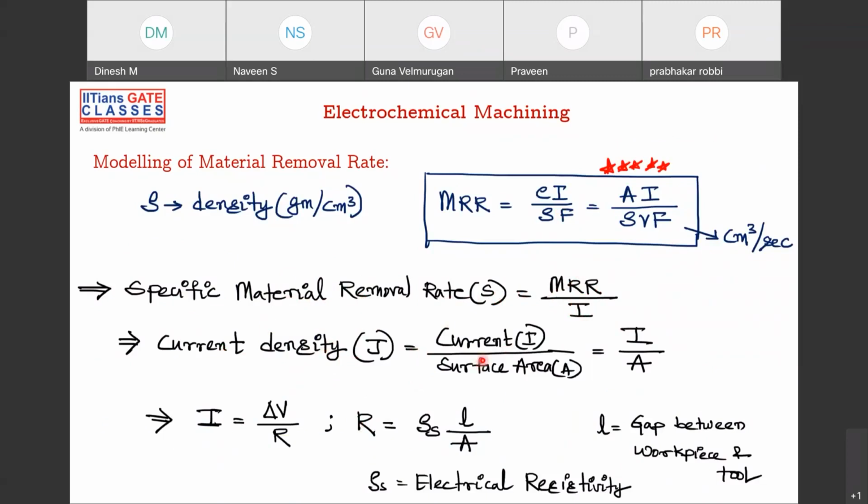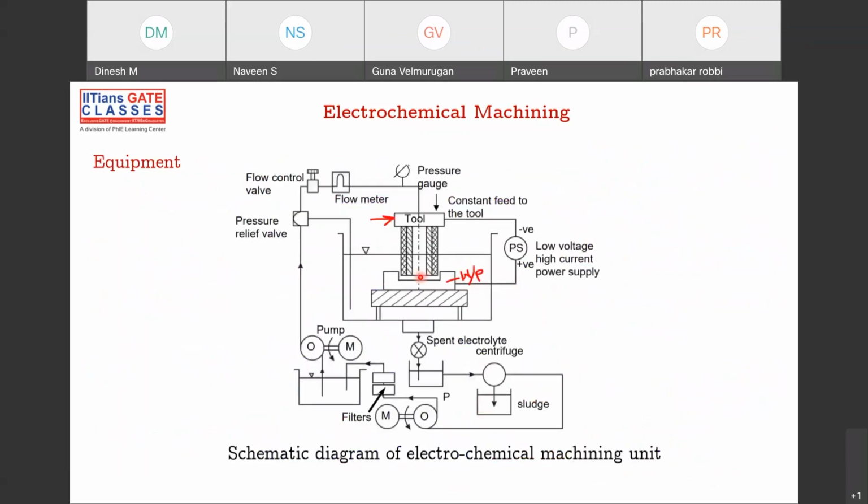Current density is equal to what? Generally in terms of electricity, current density is nothing but current divided by surface area, and I is what? Delta V, that is change in voltage, divided by the resistance. What is resistance? Resistivity into L by A, the length divided by the area of cross section, where L is the length between the workpiece and tool. That is the gap. The small gap here is the length between the workpiece and the tool.